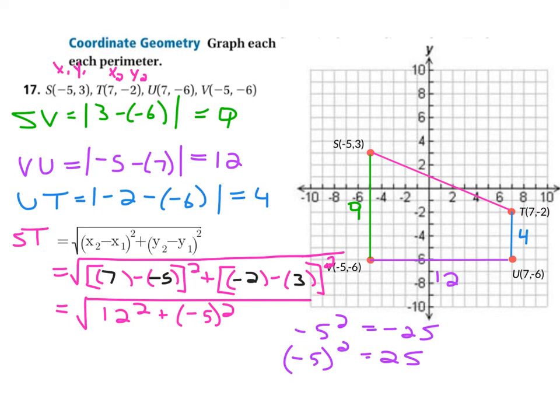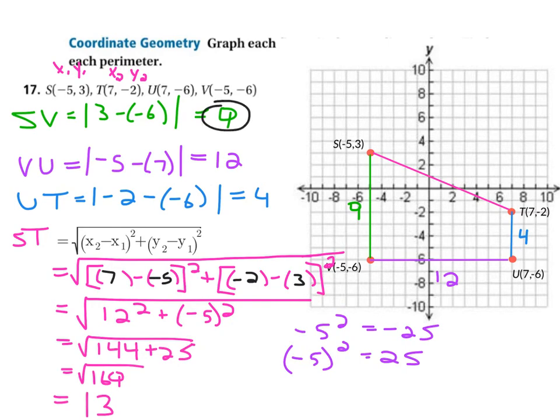Okay? Let's keep going. I've got then the square root of 144 plus 25, which is the square root of 169, which is really nice and neatly 13. Sweet. Oops, not square root of 13, sorry. 13. So, these are the 4 measures that we have.